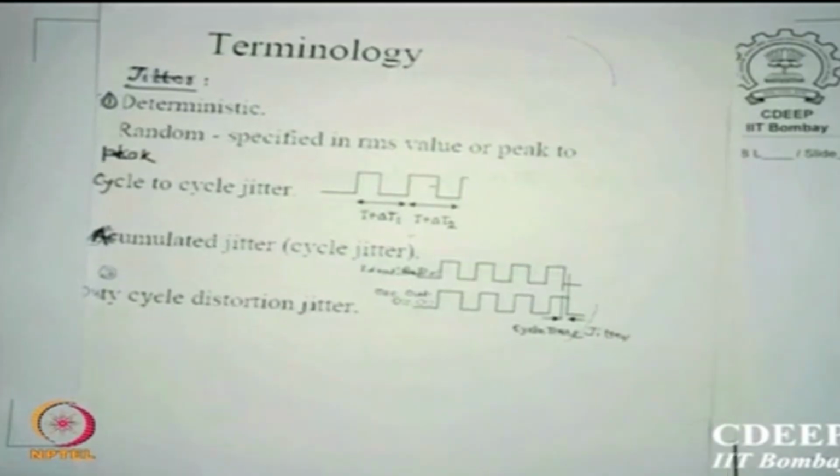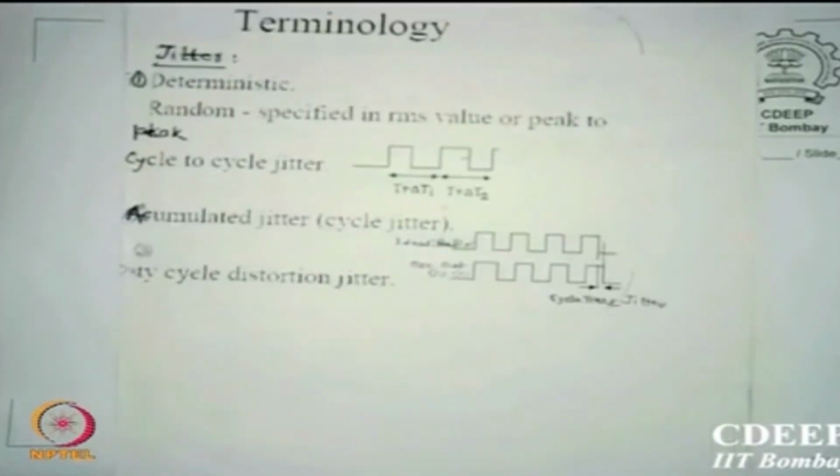Then there is jitter in duty cycle distortion: 50% may become 49 or 51, and that can also create more problems. So these are essentially terminologies you find in PLL books or PLL chapters in an analog book.